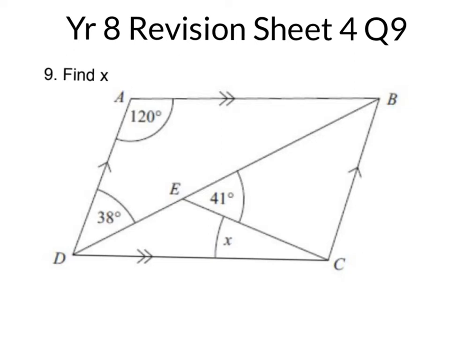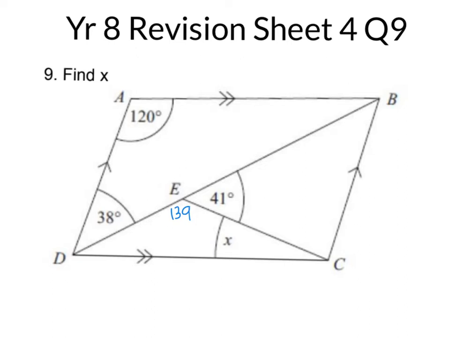Let's start with, if this is 41, it's on a straight line. So this one here should add up to 180 with the 41, which makes that 139. Why might that be useful? Well, I know that this angle X is inside a triangle, and I know the angles in a triangle add up to 180, so if I can get that will be quite useful.